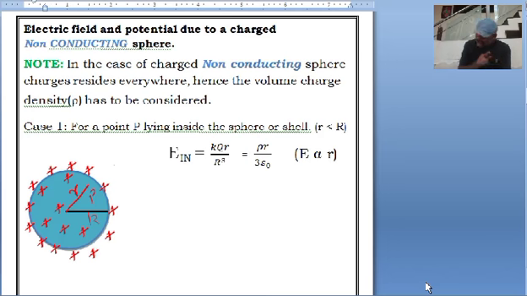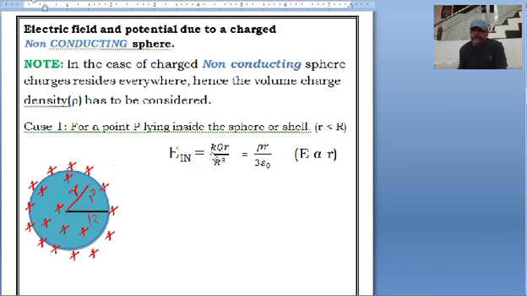Now notice another important point. We will take up case 1. If a charged non-conducting sphere is considered, and if the point P is lying inside the sphere, notice that unlike in the case of a conducting sphere, here the electric field intensity inside is not zero, it has some finite value. The electric field intensity inside is given by the formula K.